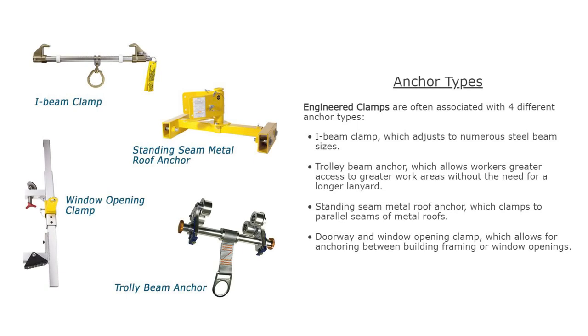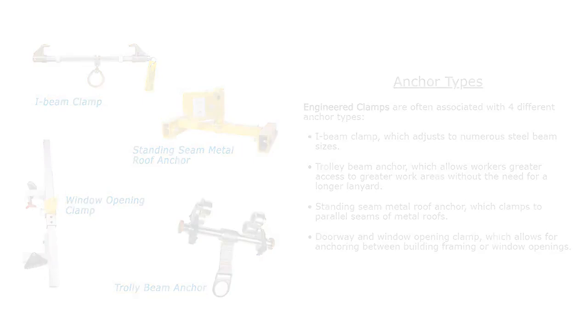Anchor types. Engineering clamps are often associated with 4 different anchor types. I-beam clamp, which adjusts to numerous steel beam sizes. Trolley beam anchor, which allows workers greater access to greater work areas without the need for a longer lanyard. Standing seam metal roof anchor, which clamps to parallel seams of metal roofs. Doorway and window opening clamp, which allows for anchoring between building framing or window openings.